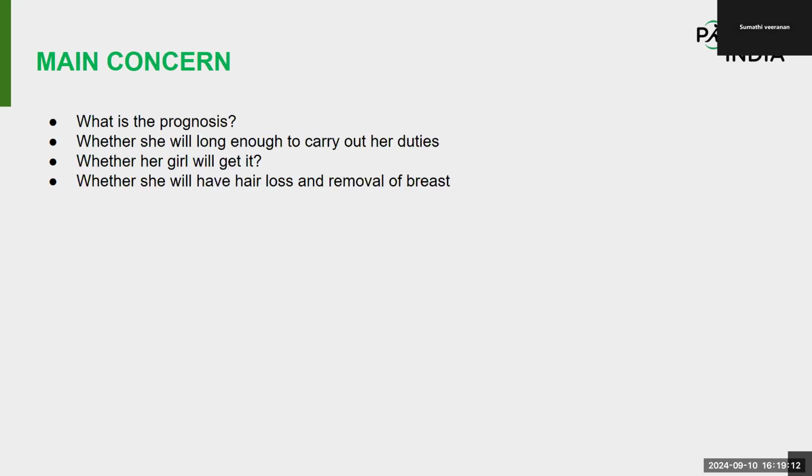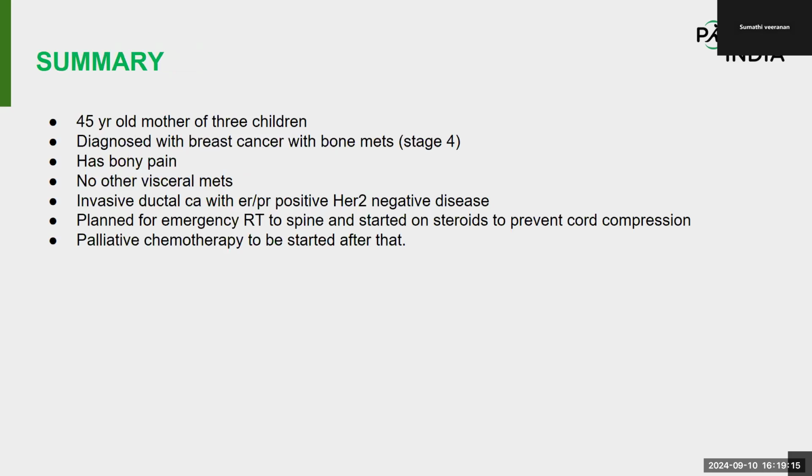And summary. She is a 45-year-old mother of 3 children, diagnosed with breast cancer with bone mets, stage 4. She has bony pain, no other visceral mets. Invasive ductal carcinoma with estrogen and progesterone receptors positive, HER2 receptor negative. So she is planned for emergency RT to spine and started on steroids to prevent cord compression. Palliative chemotherapy to be started after that.